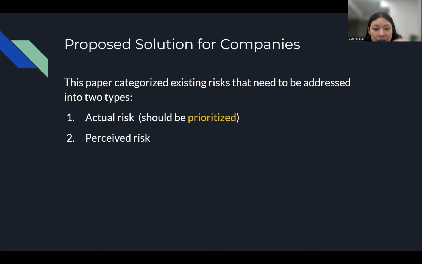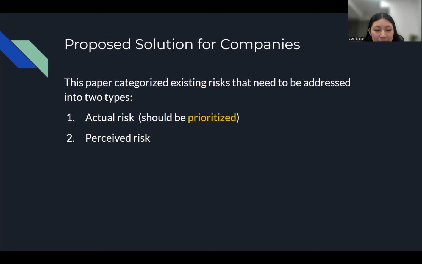So the aim of this paper, as mentioned earlier, is to investigate key factors that influence consumer trust and distrust of chatbots, along with potential solutions for optimizing consumer trust. We have finished discussing the factors that contribute to trust and distrust. Now we are moving on to the solutions. I begin the solutions by first categorizing existing risks of chatbots to make it clearer how to address these risks. There are two categories I made, which are actual risks and perceived risks.